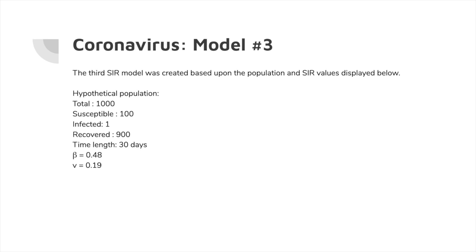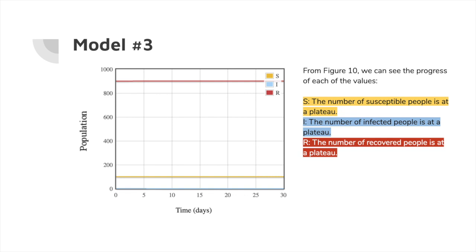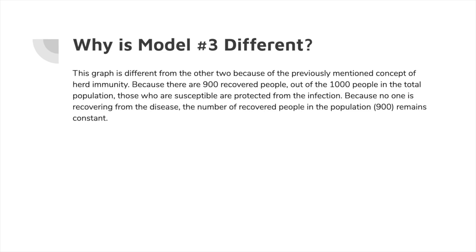The third SIR model was created based upon, again, the same population for the number 3 models for all the diseases and the same beta and V values. So model number 3, like I said, for all of them looks the same because of herd immunity. Like I said, I already explained this.